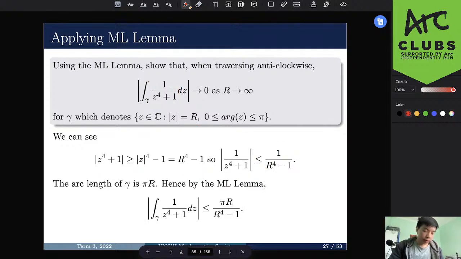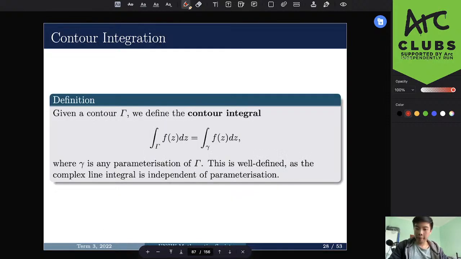And so we can then just take the arc length of gamma. Since it's a semicircle with a radius of r, that's just pi r. And so by the ML lemma, we can multiply pi r with 1 over r to the 4 minus 1. And obviously, as we take the limit of r approaching infinity, since we have a larger power on the bottom, we know that it's always going to approach 0. So we've proven that the result is true, and that's how you use the ML lemma.